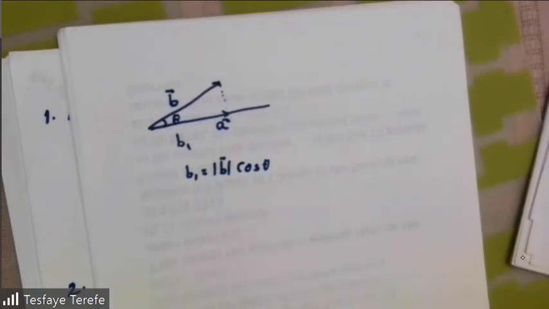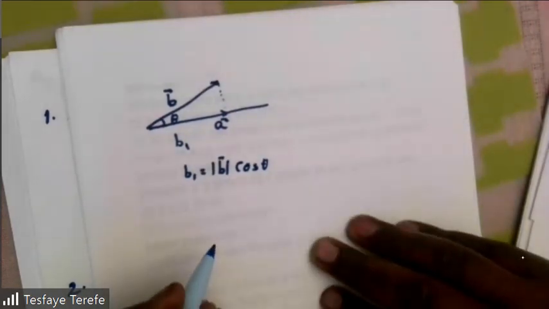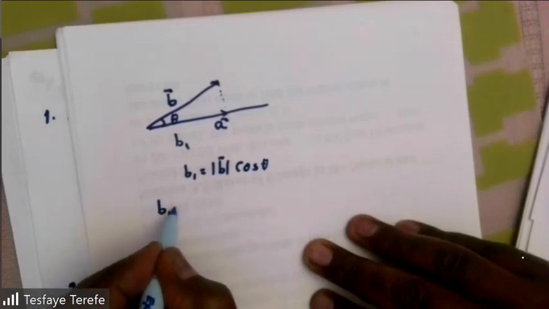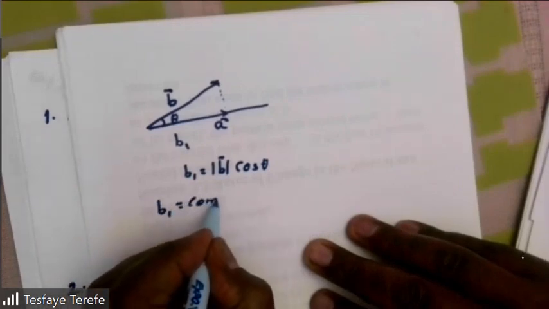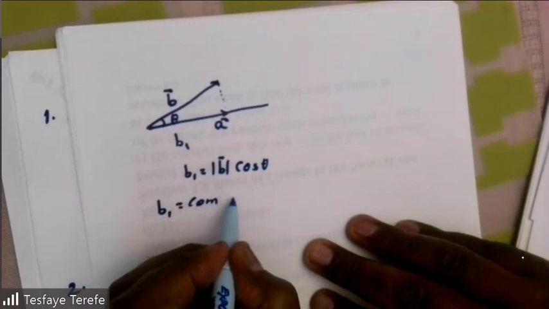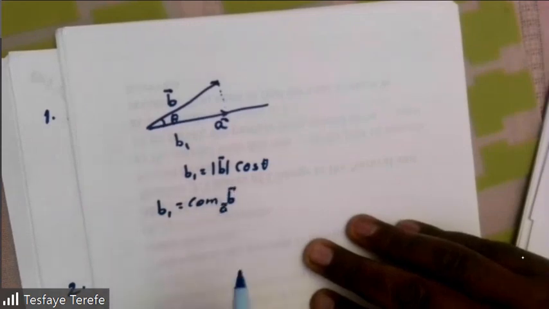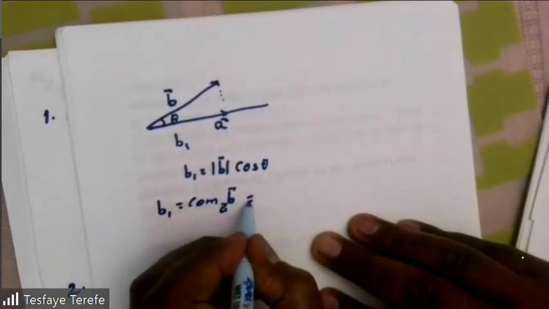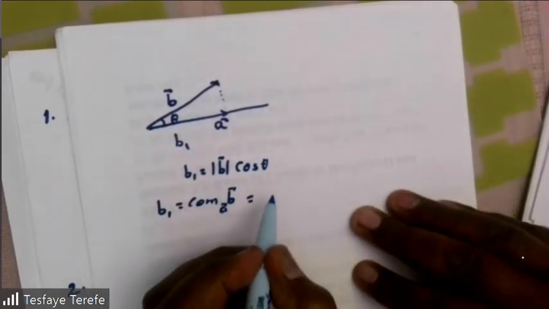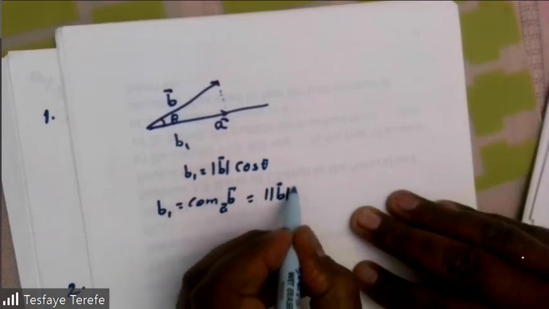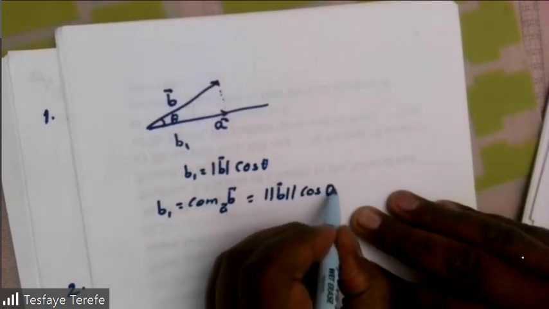All right, and this one, let me call it B1. It is a component of vector B on vector A. And what we call it is the norm of vector B multiplied by cosine of theta.